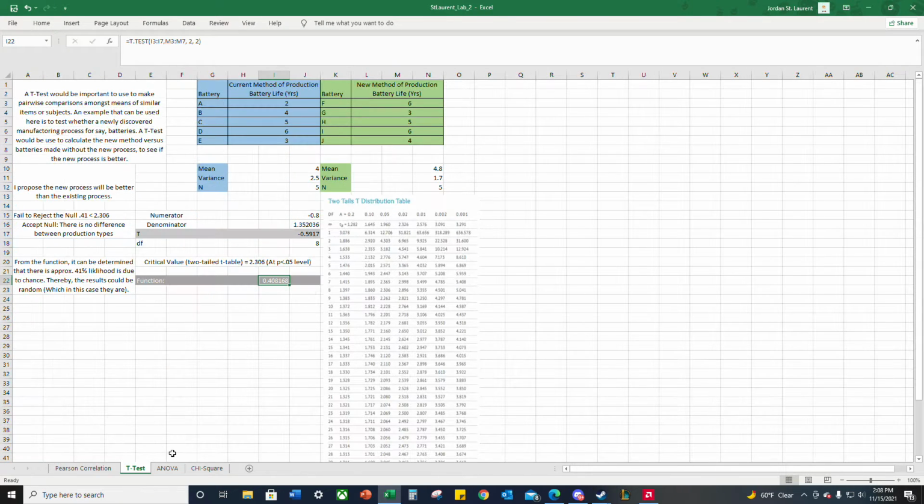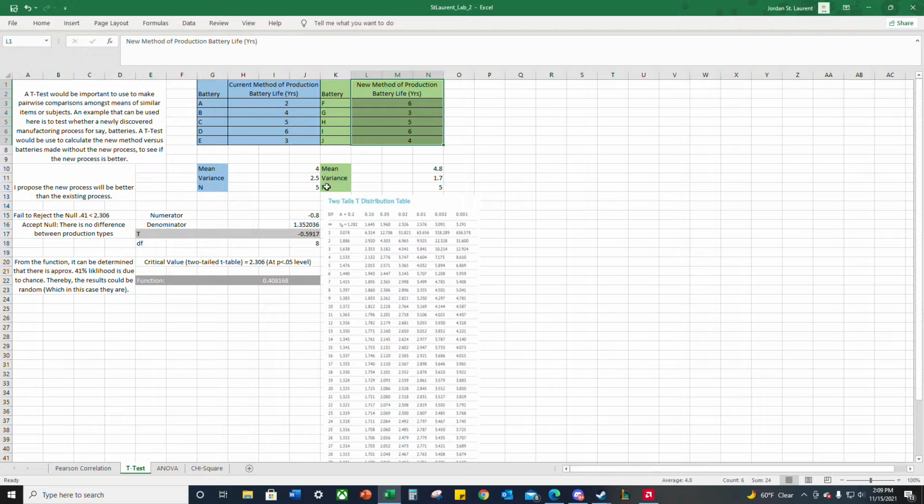Moving on to our t-test. I wish to use a t-test to explain causes of manufacturing. Is one form of manufacturing better than the other? I'm using battery life of cars. So we have a current method of battery production, and then we have a new method of battery production. I propose that the new process will be better. That is my hypothesis.